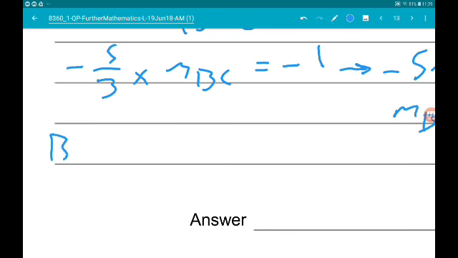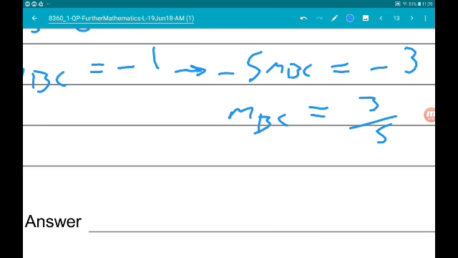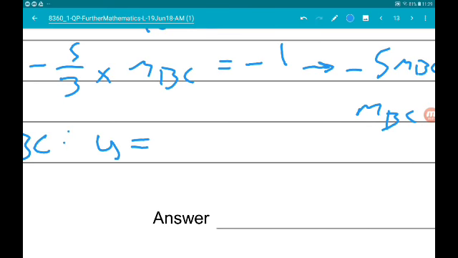BC is of the form y equals 3/5 x add c. Now to find c, we substitute in the coordinates of a point that we know lies on the line. So here we know the coordinates at point B are 0, 25.